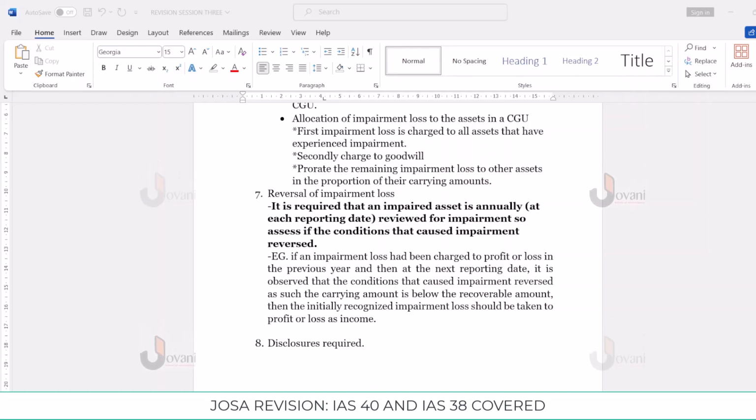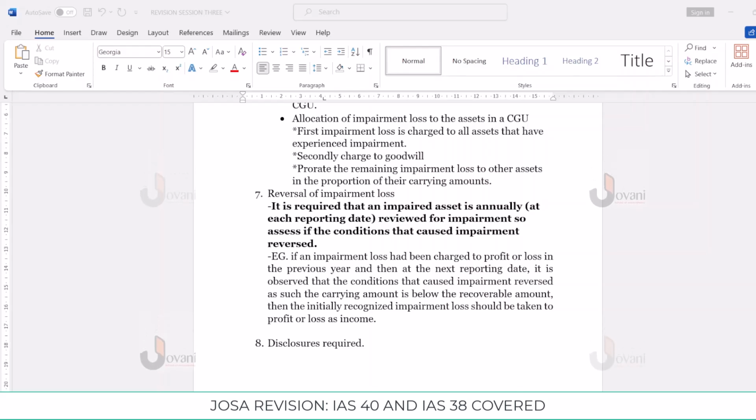Remember, where are the retained earnings located? It is the statement of financial position, and changes in equity, right? Okay, in the statement of financial position.